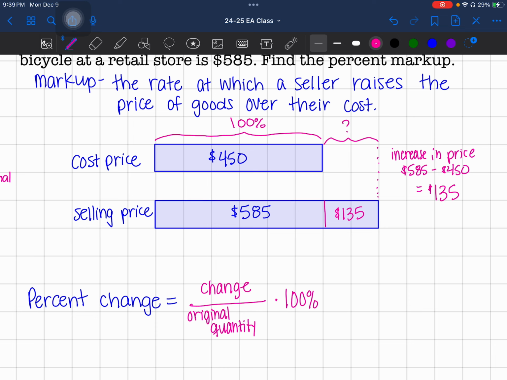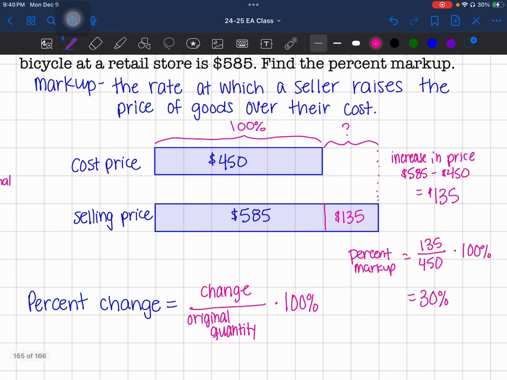Okay? So to find this percent markup, this percent change, I'm going to write percent markup. It's going to be the change, which is $135, over the original price, the original cost price, which was $450, and we're going to times that by 100%. And we get 30%. Okay, so the percent markup was 30%. This is a 30% increase from the original price.